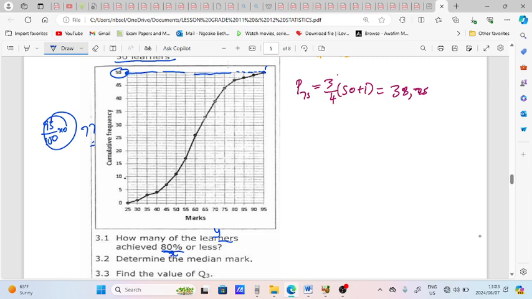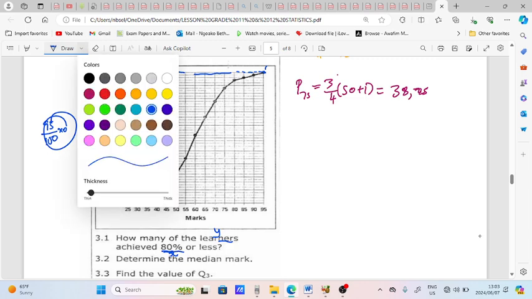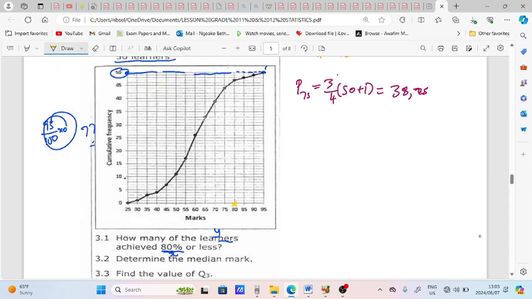So now, they're saying 80%. Where do you put 80%? The 80% is here. This will be 80%. Is this the answer? They want how many learners. From this 80%, I'm taking my ruler, and I'm going to move along with this line, up until I touch the graph. When I touch the graph, I find this value here.